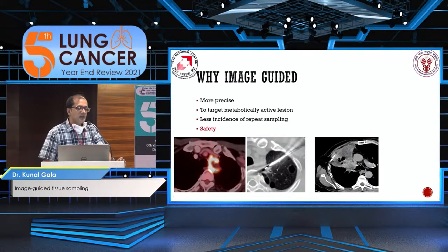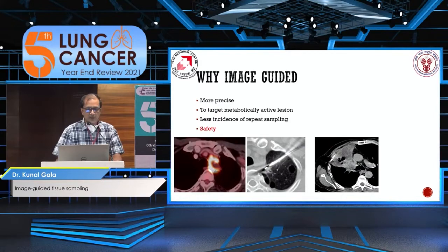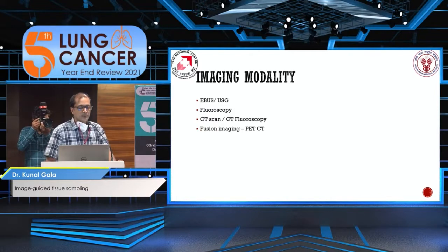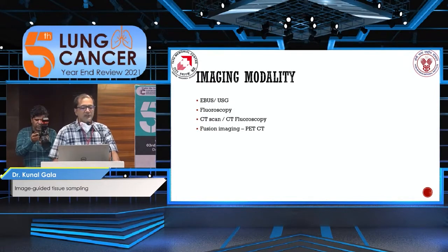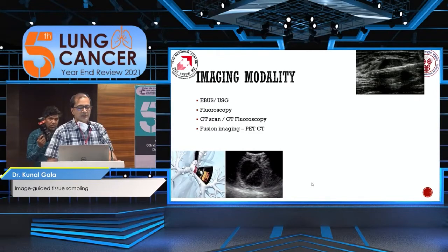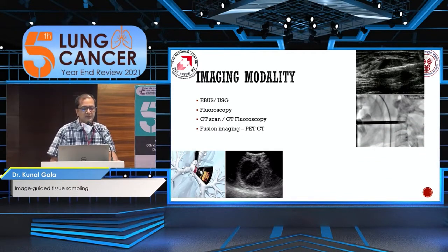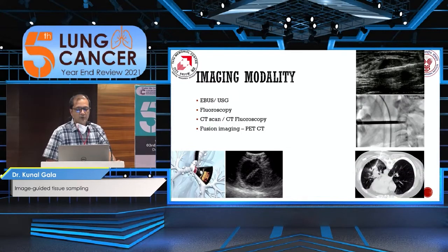So why image guided is more important? Because it is one, it is precise. You can target metabolically active lesion and less chances of repeating the sample, and it is safe because you can see the vessels pretty much easily on a CT scan or ultrasound, depends on what you are performing the biopsy. So imaging modalities can be multiple, like ultrasound guided biopsies or EBUS guided biopsies for mediastinal nodes, fluoroscopy guided biopsy to prove metastasis, and CT and CT fluoroscopy for doing lung biopsies and lung interventions.